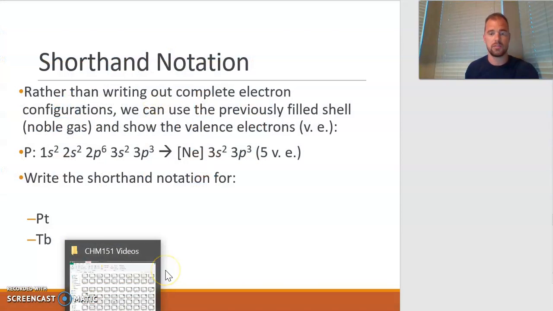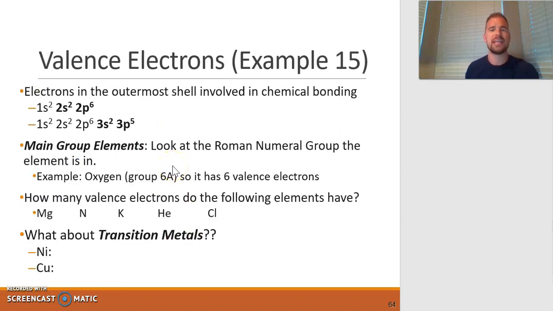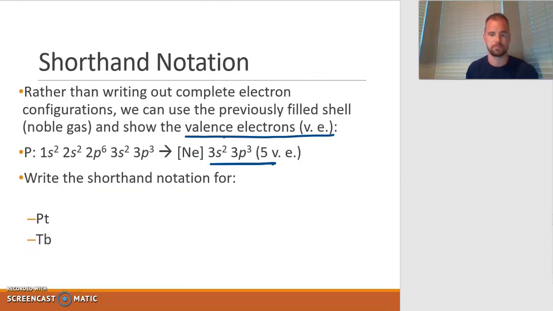We already went through shorthand, but I wanted to point out that valence electrons are what end up getting shown when we write this shorthand notation. Valence electrons are defined as the outermost electrons involved in chemical bonding. In other words, they're the electrons that are farthest away from the nucleus. And so, when we're taking a look at an electron configuration, we can determine how many valence electrons there are by simply looking at what is the highest energy level. We'll go back into these examples in just a moment, but I want to at least point that out in the electron configurations that we were doing.